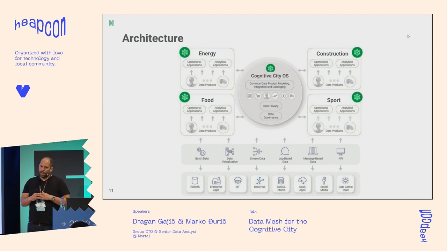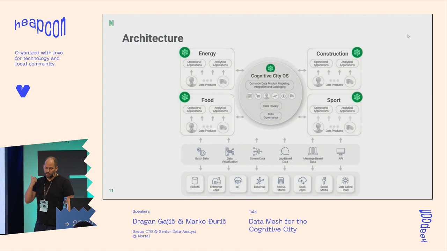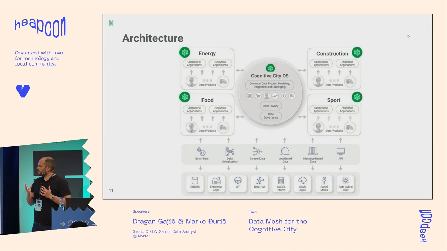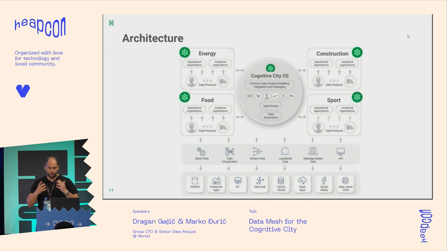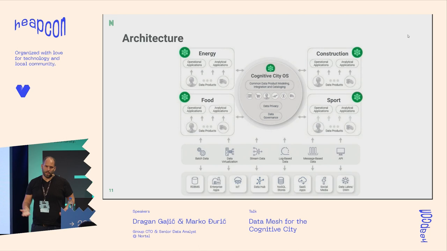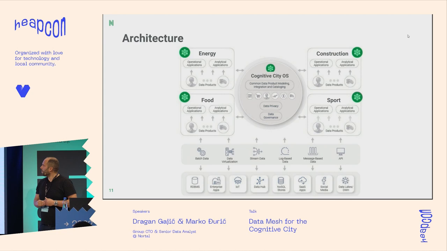So what's the point? The point is the data products. Here in the brackets, you see the city's function. Here we have listed only four of them, like energy, food, sport, construction. There are many more. But here the data product is being built, stored, and shared with others. So the point is to build a data product and to expose it to others, so that others can use it and build another data product on top of it and also expose it, and so on. Out of all those four sectors, energy, food, sport, and construction, actually construction is the only one that is active right now.